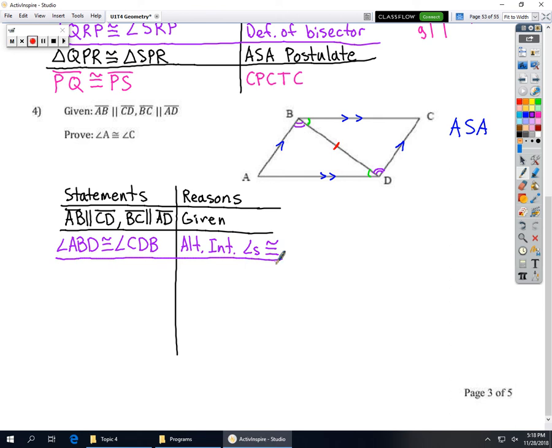Let's do the side now. The side is reflexive property. BD is congruent to itself. That is called the reflexive property. REF, reflexive property. And I'm going to cut short there.